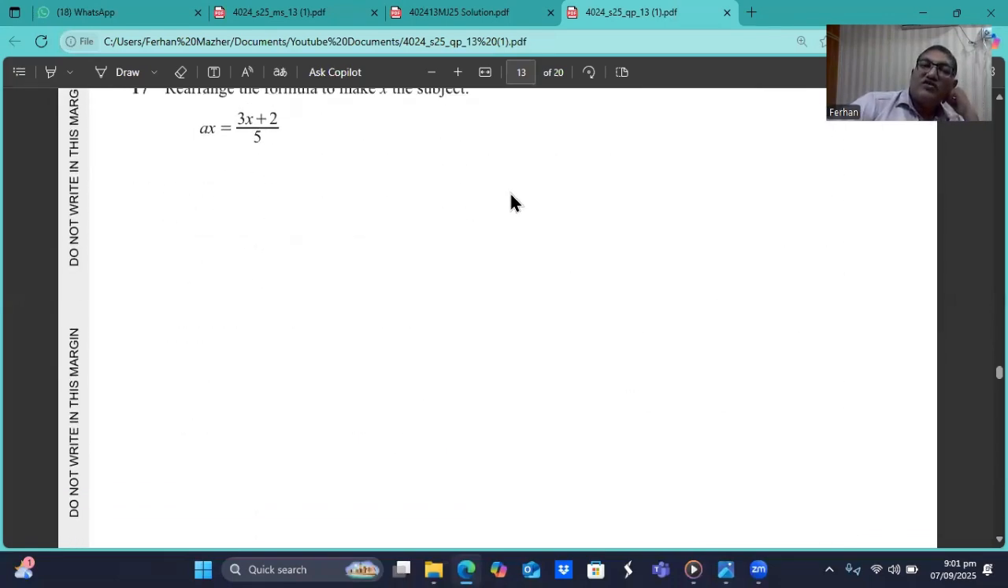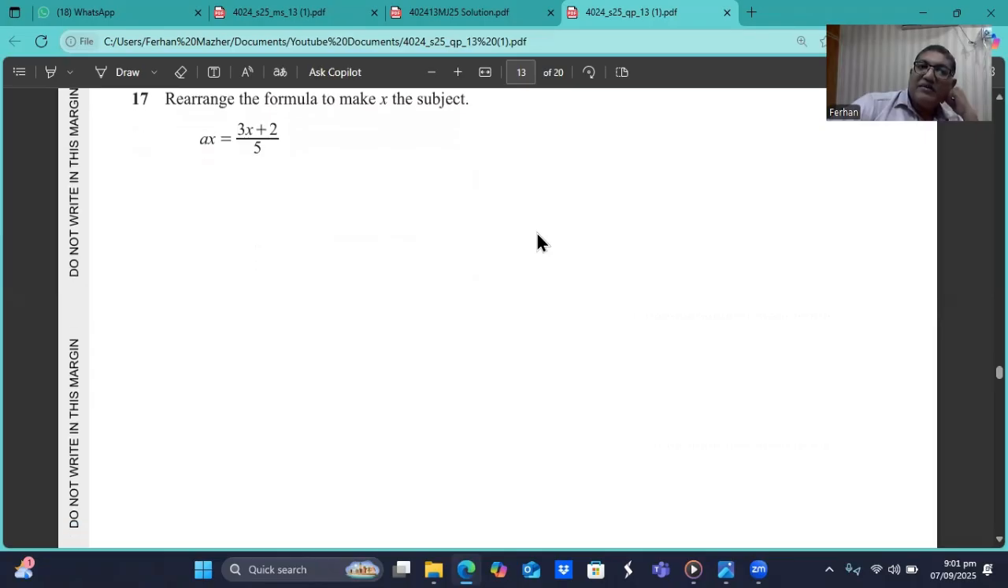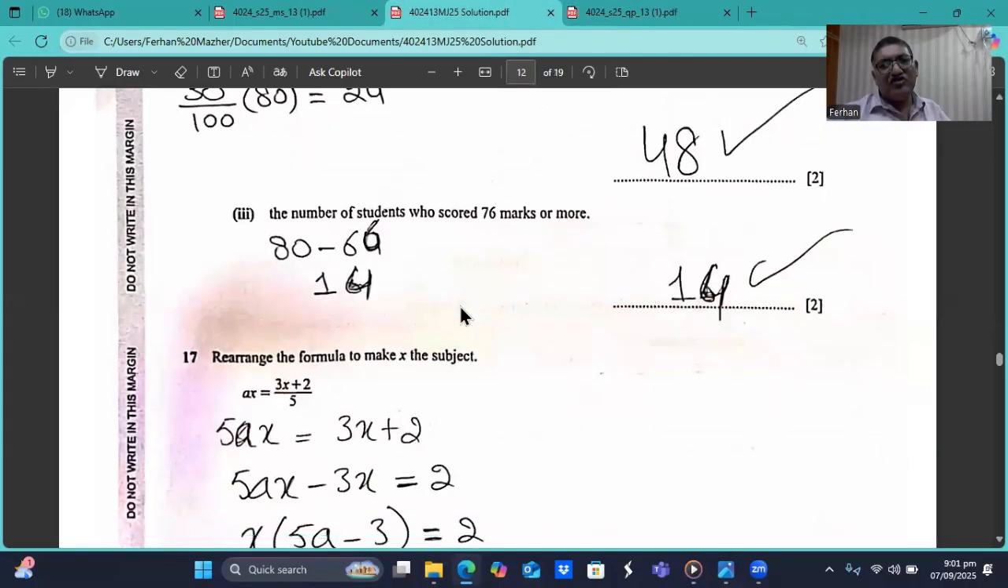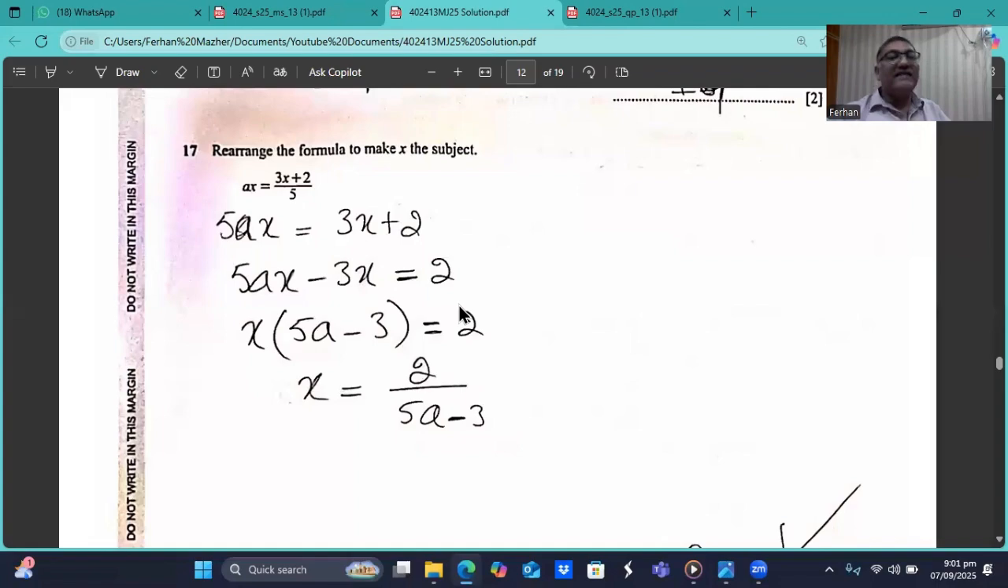Okay, now on your screen, question number 17 is coming, and it's a 3 marks question. We have to rearrange. Question 17: rearrange the formula to make x the subject. So you have ax equals (3x plus 2) divided by 5. We have to make x the subject of the formula. The problem is that the x is in two places here. So we will try to bring them to the same side of the equal sign, and then we will take that x common. Then I can make that x alone on one side.